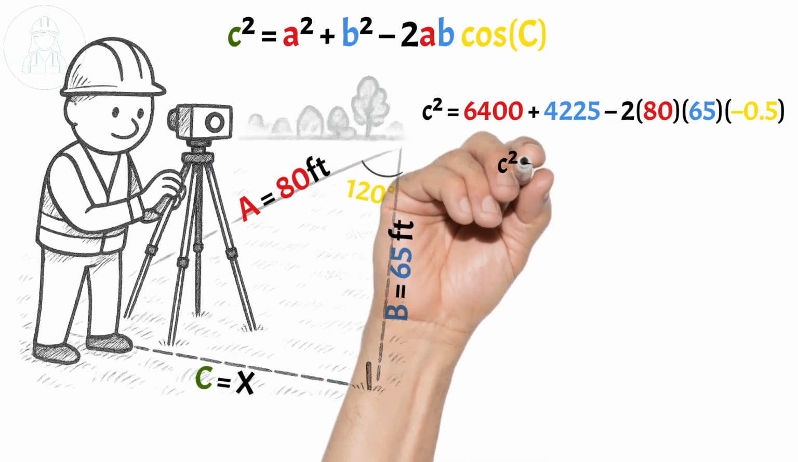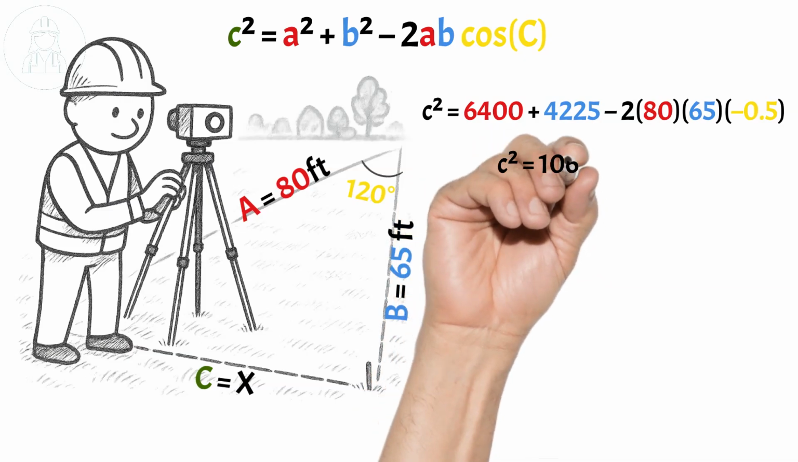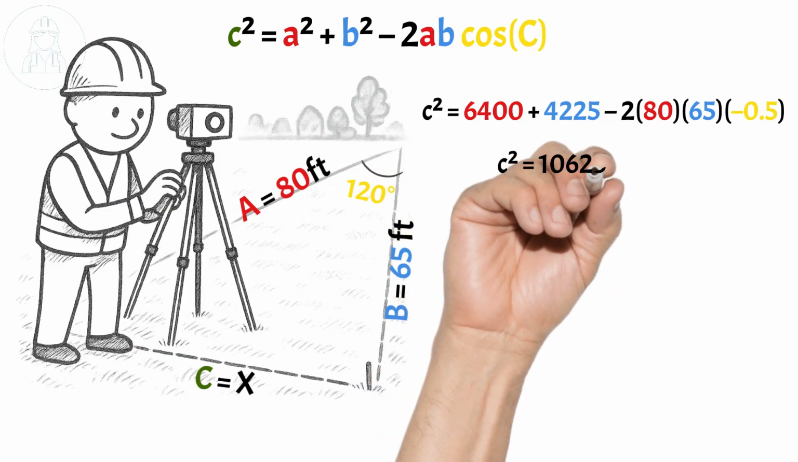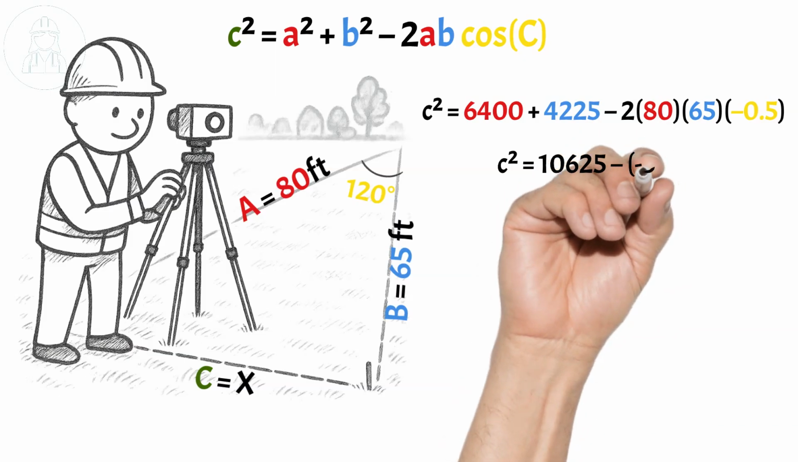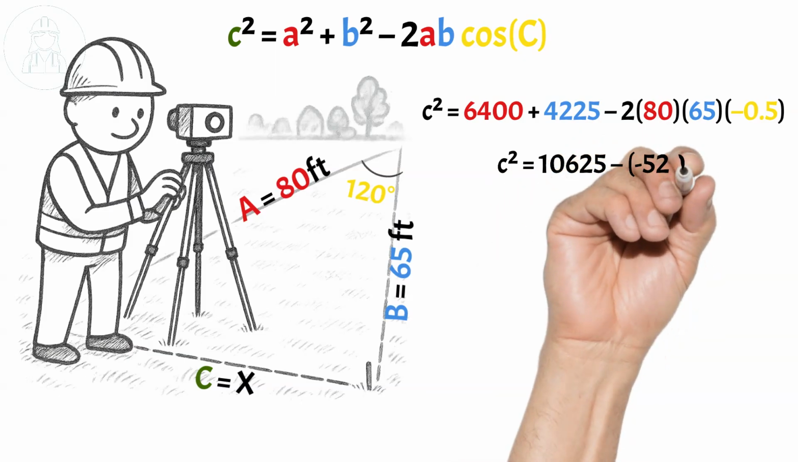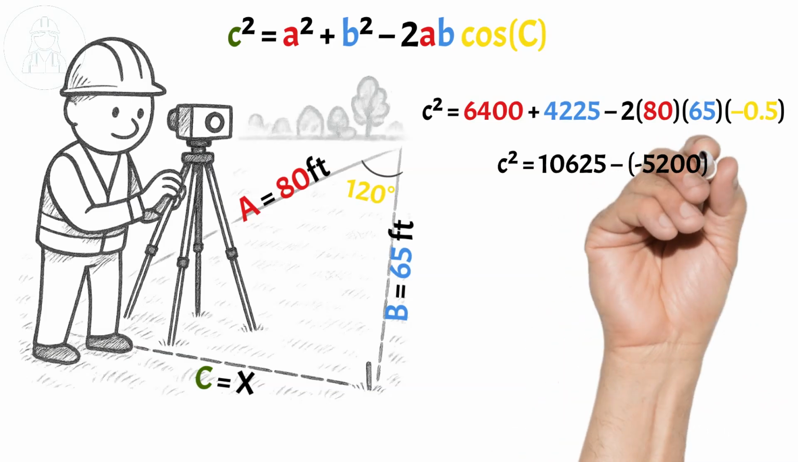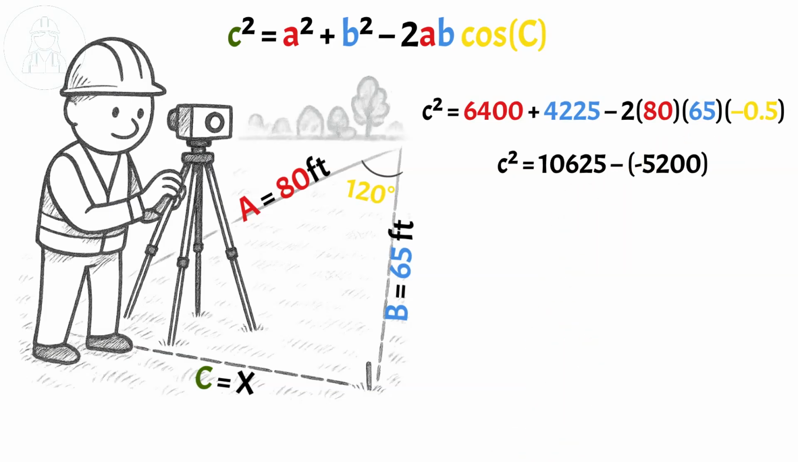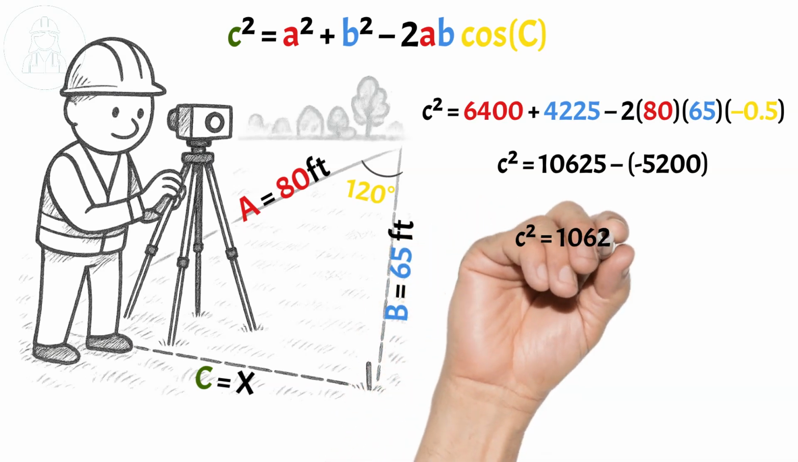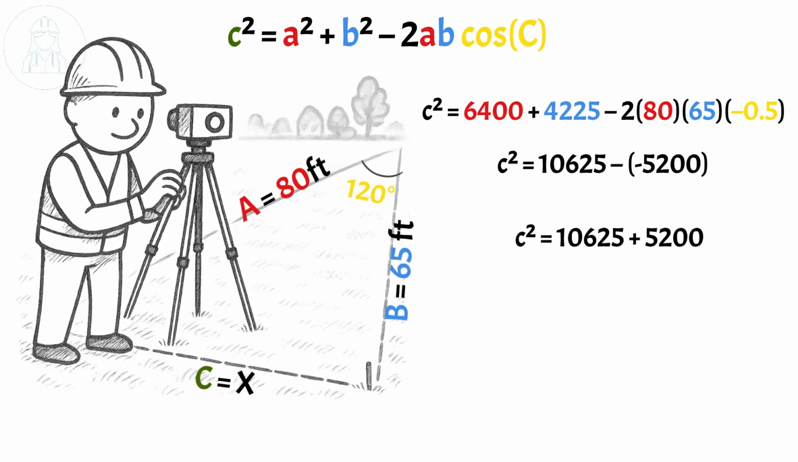Let's start working these out step by step. C squared equals 6,400 plus 4,225, which gives you 10,625. Minus, let's multiply the rest of them together and be careful with our signs. 2 times 80 times 65 times negative 0.5 gives us negative 5,200. We're in the final stretch. C squared equals 10,625. Now you have two negatives being multiplied to each other there. That makes a positive 5,200.